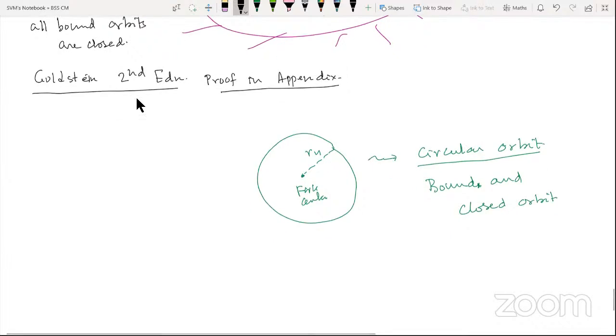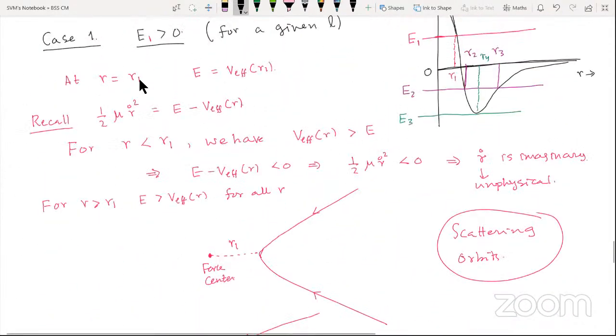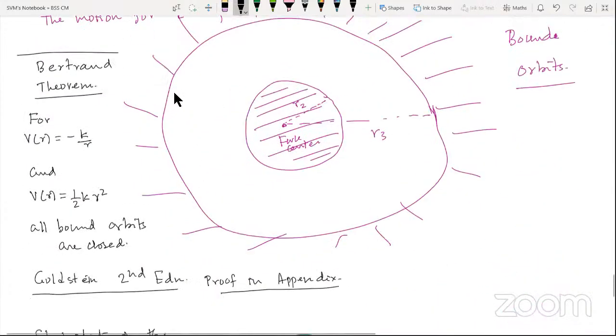Okay, but what is guaranteed is that for every problem, we have this circular orbit. So one of the interesting questions to ask is, how stable is this circular orbit? So another issue is the stability of the circular orbit. What does it mean? Suppose I have this energy that gives me a circular orbit. Now let's say that I increase this energy a little bit higher. Will that also be closed? Or how stable is this circular orbit?